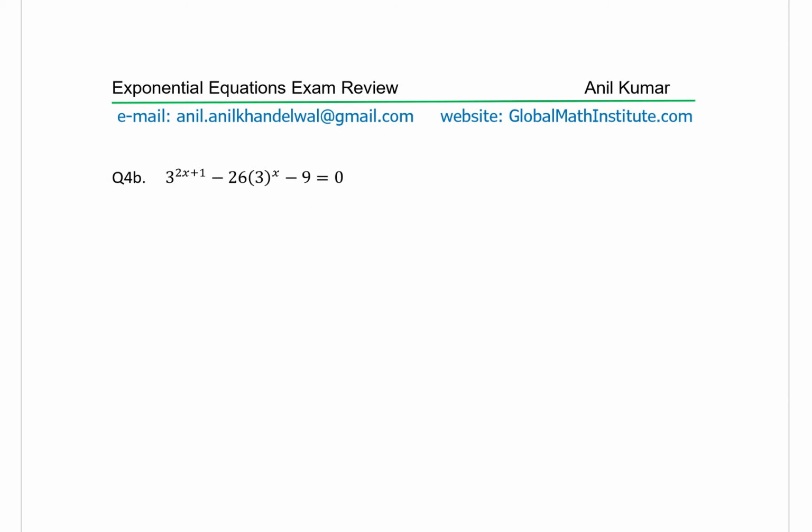Let's take another example on the same basis. Now here is another question which we can write in quadratic form and then solve. The question here is 3 to the power of 2x plus 1 minus 26 times 3 to the power of x minus 9 equal to 0. We can substitute 3 to the power of x as, let's say, t.